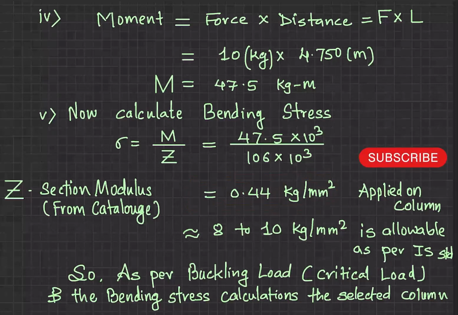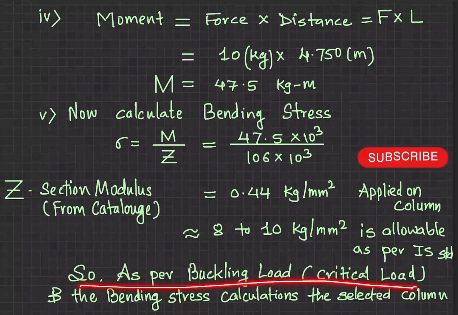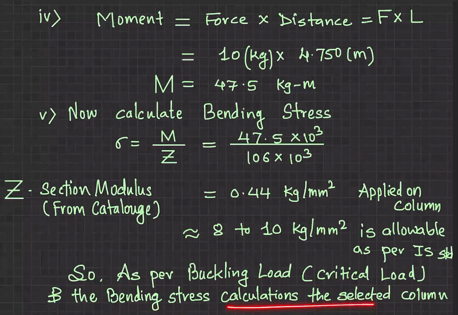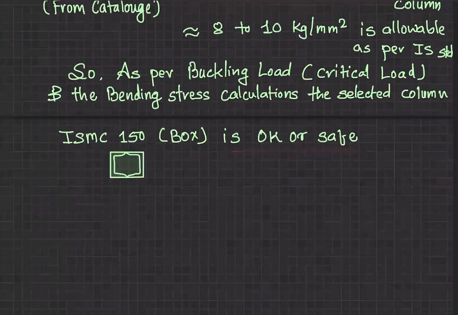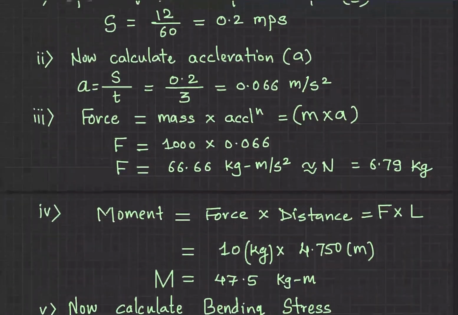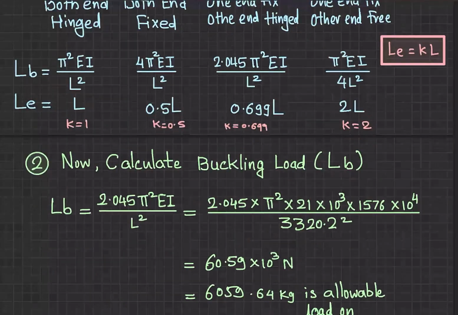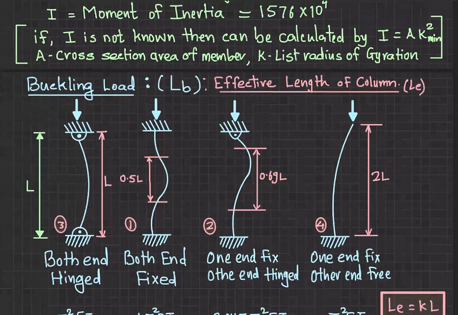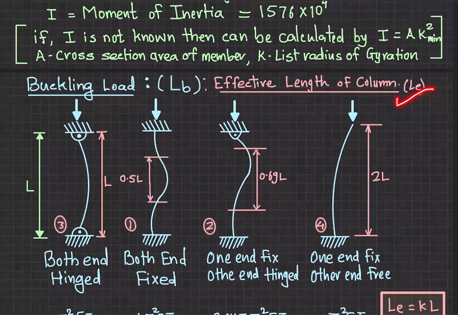Whereas as per the IS standard, 8 to 10 kg per mm square is allowable on the column. So as per the buckling load, or you can say critical load, the bending stress calculations for the selected column are okay. So this way guys, we can calculate the bending stress on the column, then we can calculate the buckling load coming on the column, then we can check the effective length of the column.